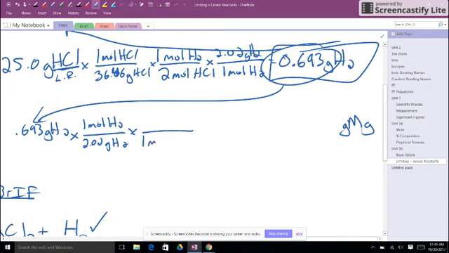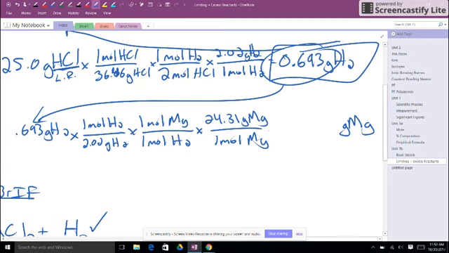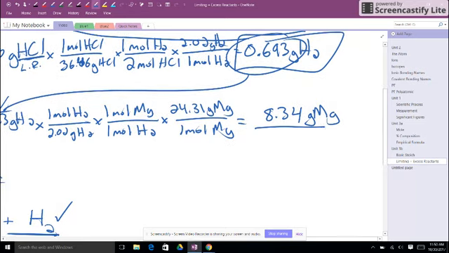According to the balanced equation, 1 mole of H2 is produced for every 1 mole of magnesium. And then 1 mole of magnesium is 24.31 grams of magnesium. All my units cancel. I'm going to take 0.693, divide it by 2.02, multiply by 1, divide by 1, multiply by 24.31, and we get 8.34 grams of magnesium, but this is not the answer. This is always talking about how much was used to make that 0.693 grams.